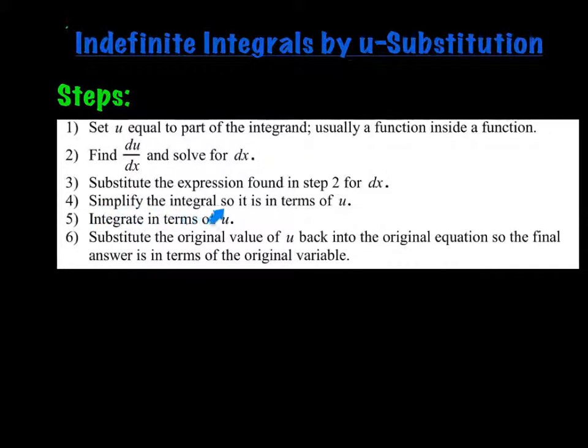Next, you're going to substitute the expression found in step 2 in for dx. Simplify the integral so it is in terms of u. So you want the whole integral to be in terms of u. That's going to be very important. Then you're going to integrate in terms of u. And lastly, you're going to substitute the original value of u back into the equation so the final answer is in terms of the original variable.